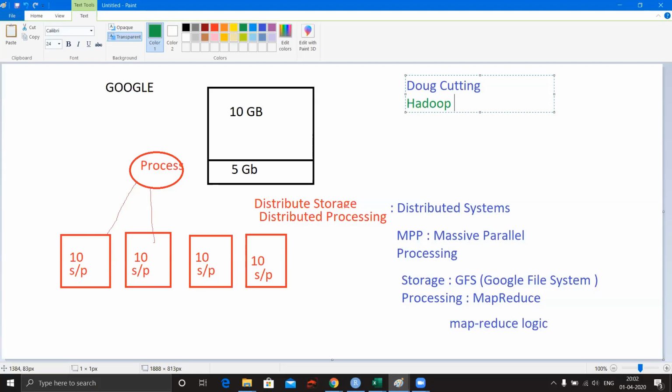So that's why he created a technology called Hadoop. So tomorrow if you create a technology, you can name it after your stuffed toys. And yeah, you can make your own technologies like that.